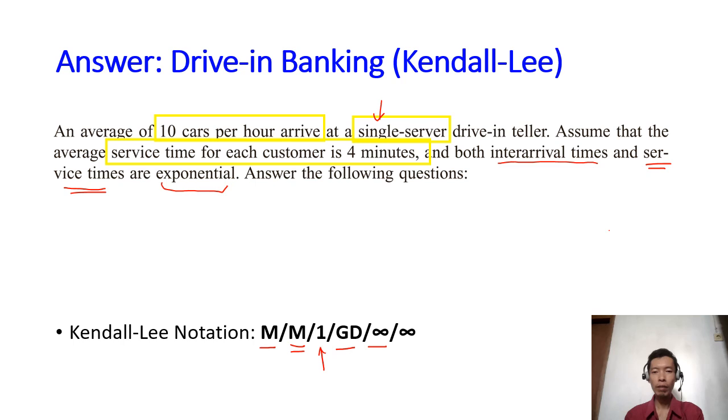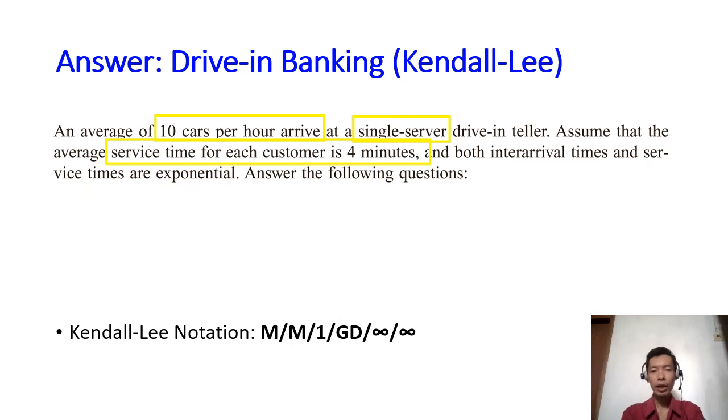And also this system has infinite capacity to hold all the customers who are coming to the system. And then the population is also large, or it is not mentioned in the problem, so for these 3 parts we just write GD, infinity, infinity. Okay, so that is the Kendall-Lee notation for our queuing system.